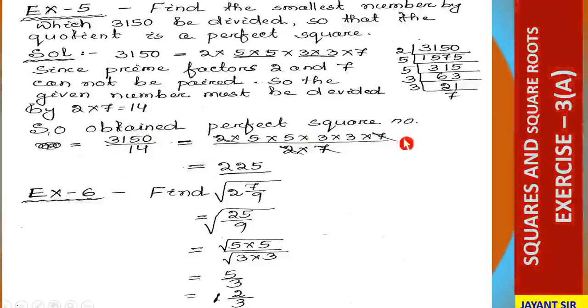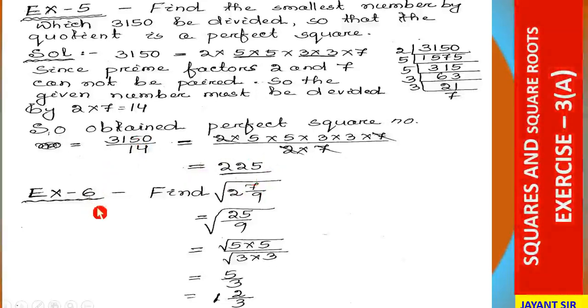look here, 3150 is prime factorized as 2 into 5 into 5 into 3 into 3 into 7, and 14 can be written as 2 into 7. Now 2 ones are 2, 2 ones are 2, 7 ones are 7, 7 ones are 7. So 5 into 5 equal to 25, 3 twenty-fives are 75, 3 seventy-fives are 225. So what must 3150 be divided by? It must be divided by 14. Then we obtain a perfect square, and we get 225.